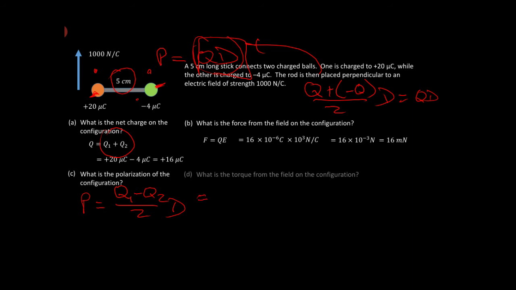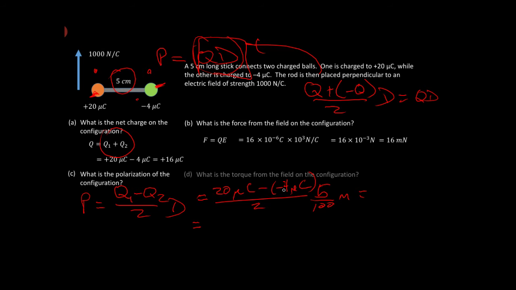So now what do we do? Well, we add these two things together, right? Or we subtract them, basically. So we have 20 microcoulombs minus 4 microcoulombs over 2 times 5 centimeters. Probably should have just left centimeters because I have to do the same thing with the coulombs.